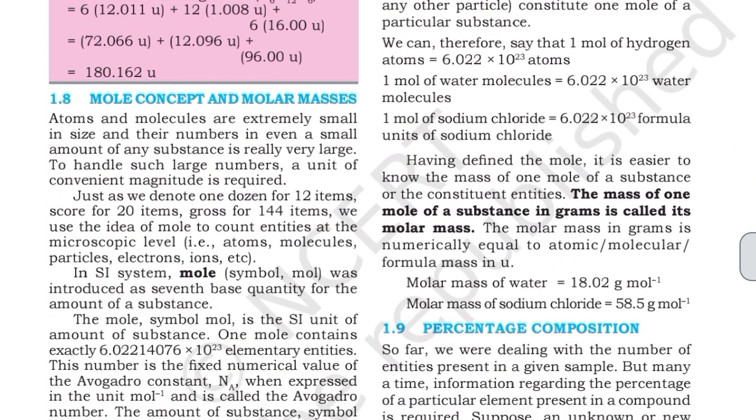We can therefore say that 1 mole of hydrogen atoms is equal to 6.022 × 10^23 atoms. 1 mole of water molecules is equal to 6.022 × 10^23 water molecules. 1 mole of sodium chloride is equal to 6.022 × 10^23 formula units of sodium chloride.